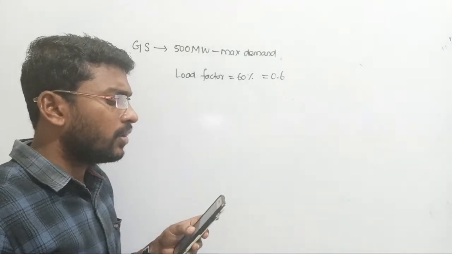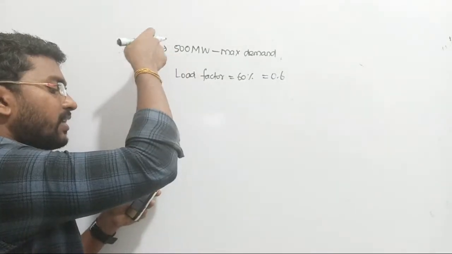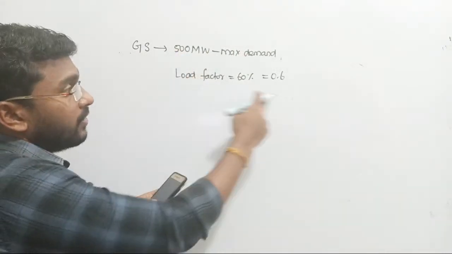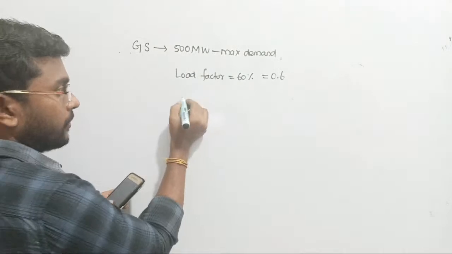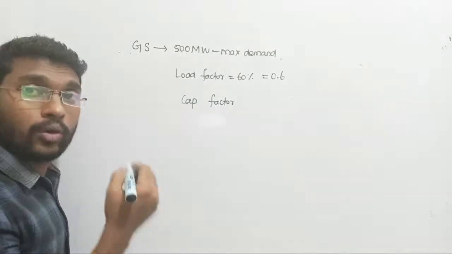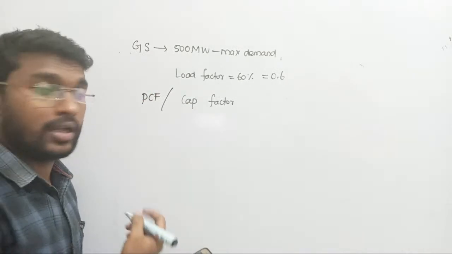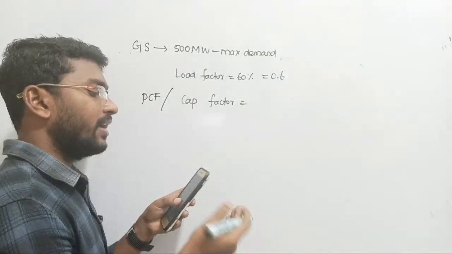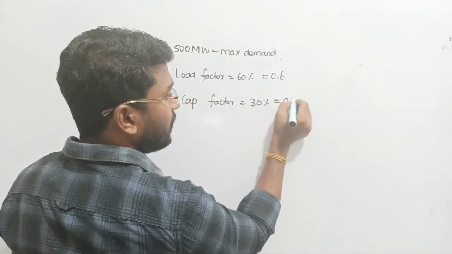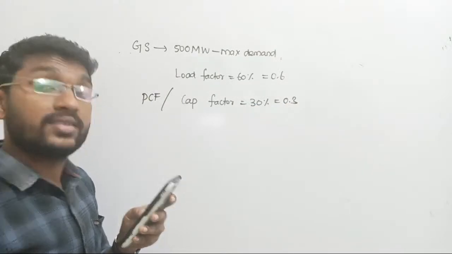And the second thing is the capacity factor. A generating station works on a maximum demand of 500 megawatt, the load factor is 0.6, and the capacity factor is given. I hope you all remember I told you plant capacity factor can also be called capacity factor. Capacity factor has been given as 30%, which we can write as 0.3. Is there any mistake in the conclusion? No. Now the question is: find the reserve capacity of the plant.